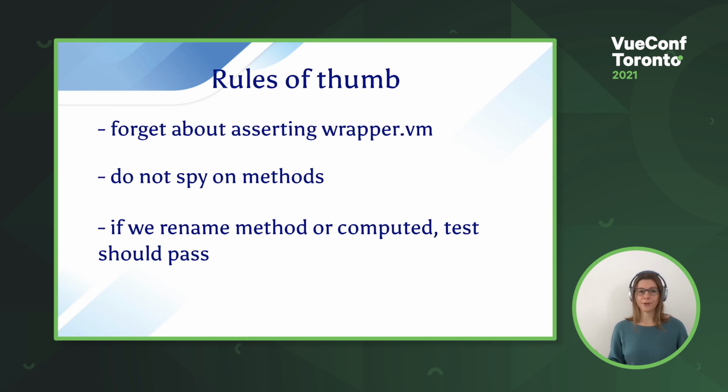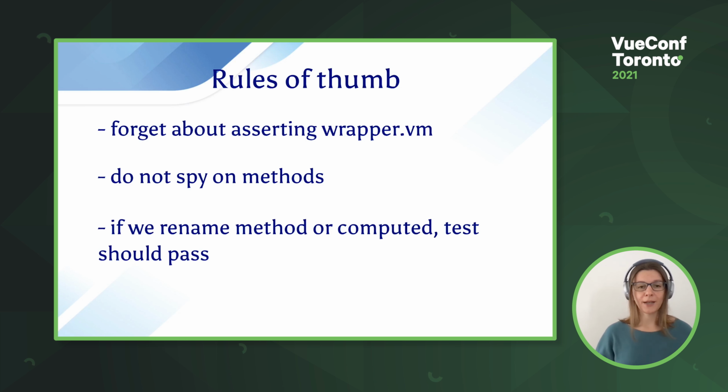So to summarize, a few rules of thumb. Forget about asserting wrapper.vm. In your tests, the only wrapper.vm usage could be wrapper.vm.$emit when we're emitting an event, or nextTick. If you are doing anything with wrapper.vm, especially in assertions, you're doing it wrong. If you assert wrapper.vm, you are testing component internals instead of component output.